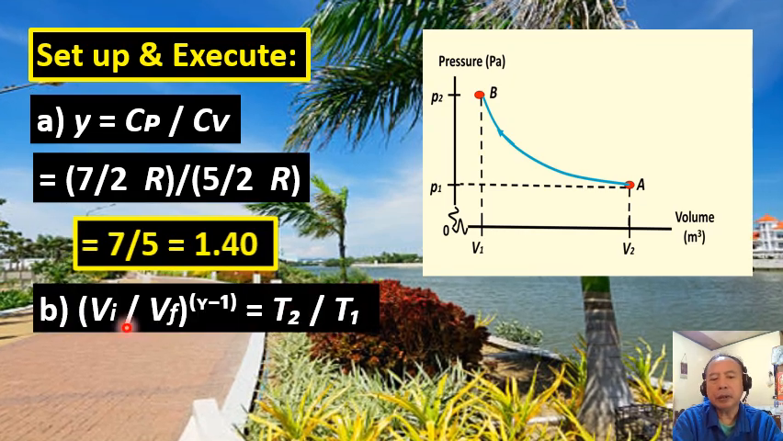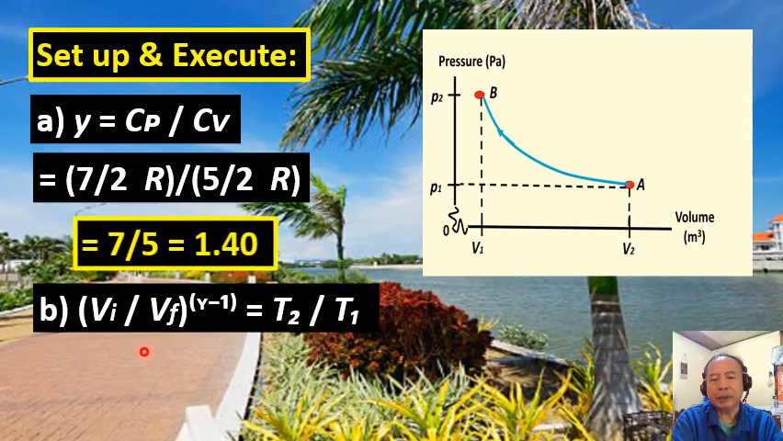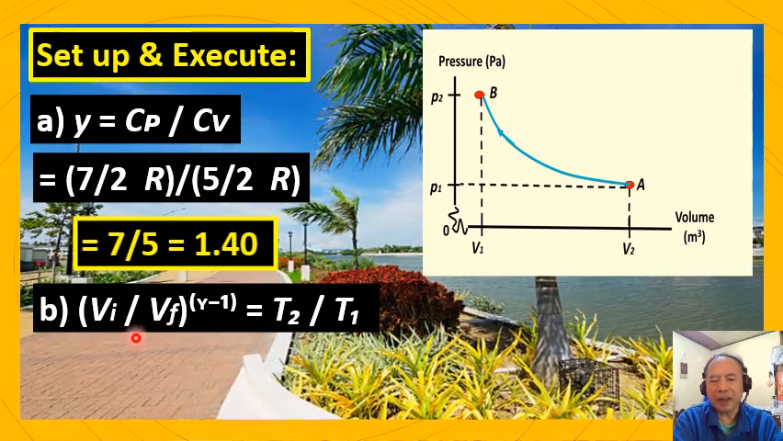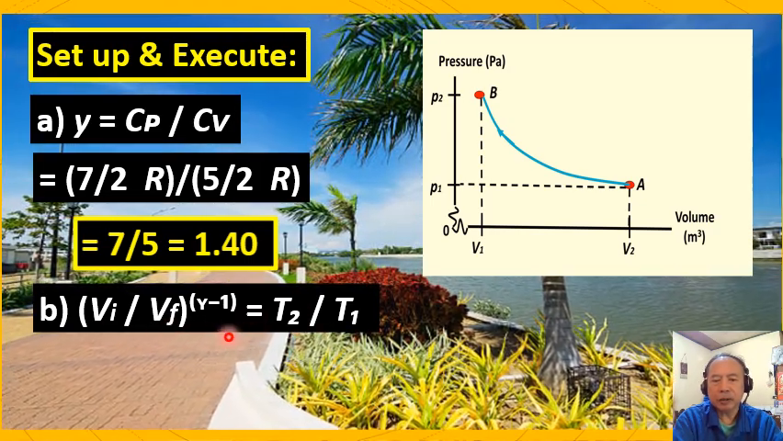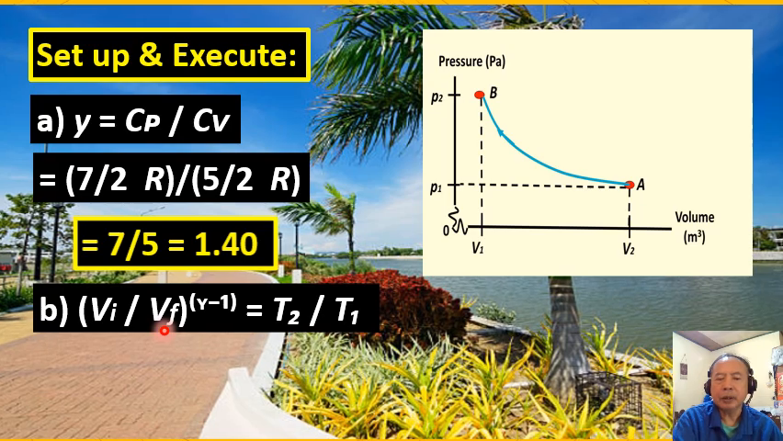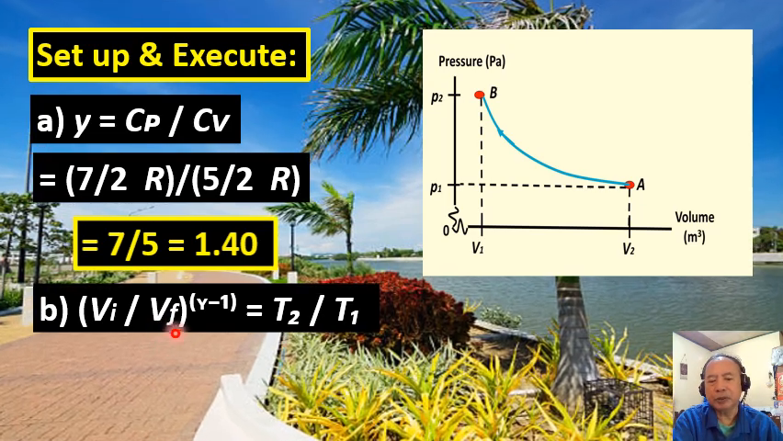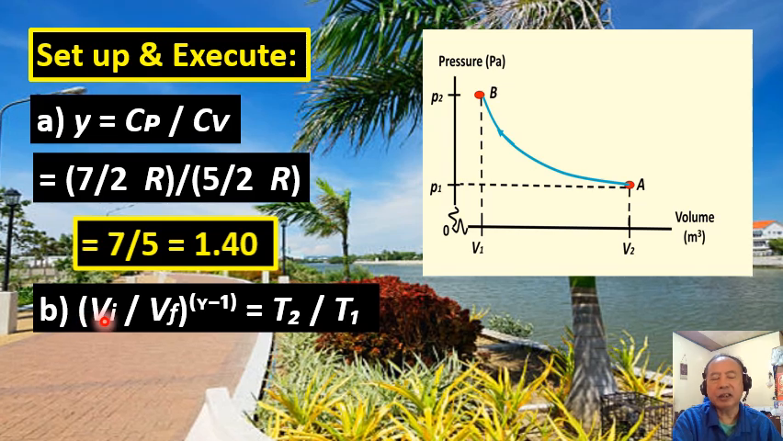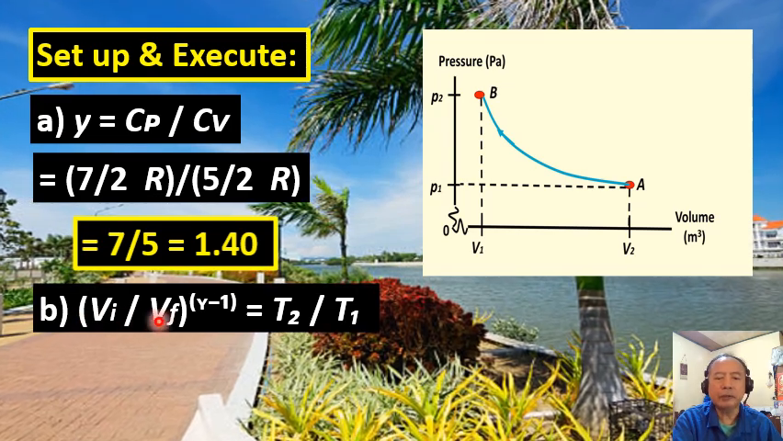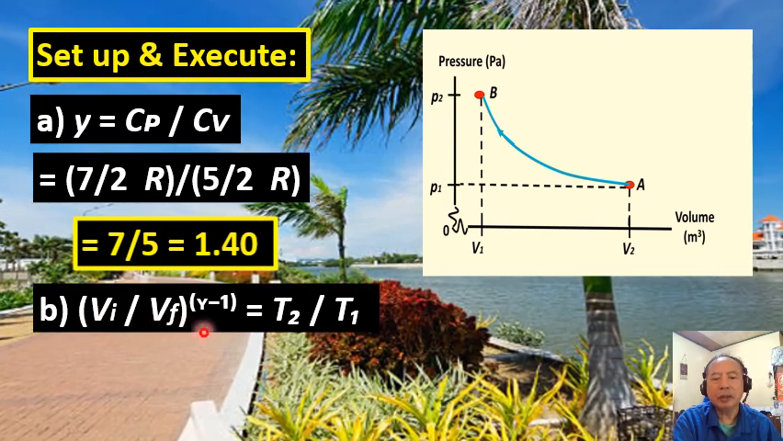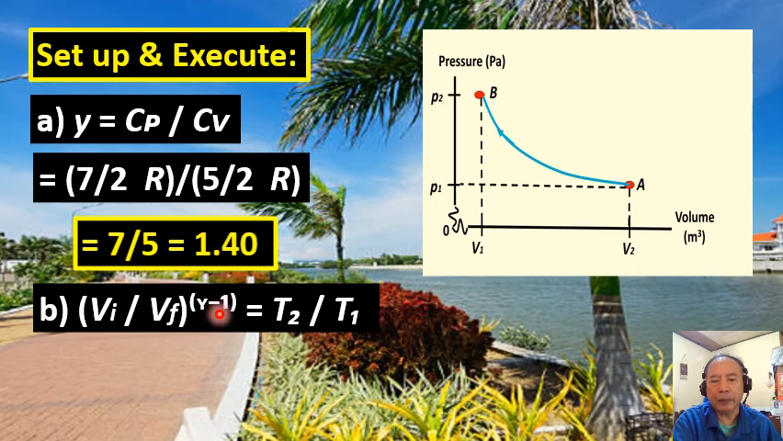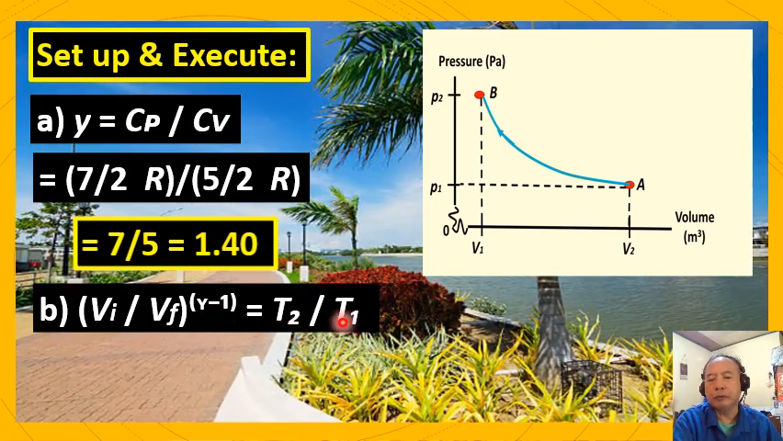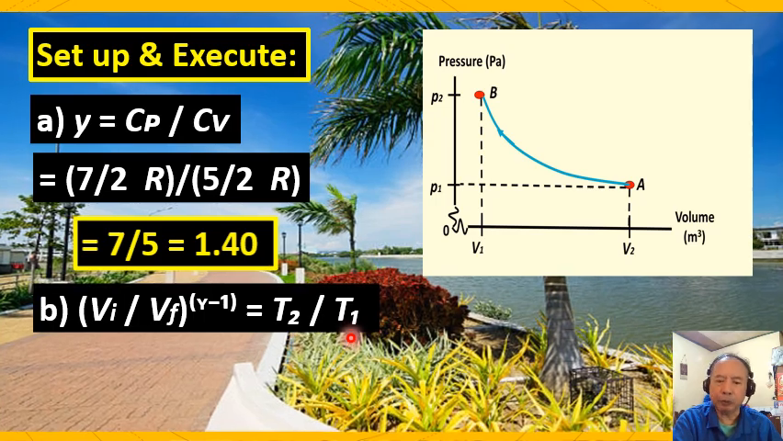And in part B, our target variable is the final volume V sub F. So we have this equation that will allow us to determine the final volume V sub F. It says that the ratio of the initial volume over the final volume raised to the power gamma minus 1 is equal to the ratio of the final temperature T sub 2 over the initial temperature T sub 1.